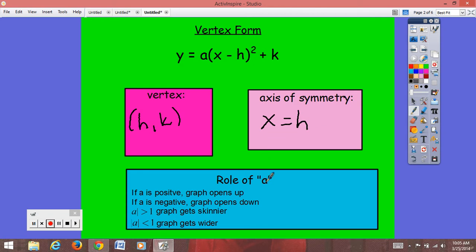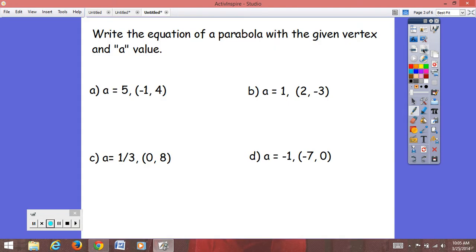Now if we look at the role of a, it's been the same way in the other two. If a is positive, our graph opens up. If a is negative, our graph opens down. And if the absolute value of a is greater than 1, our graph gets skinnier. And if the absolute value is less than 1, the graph gets wider. So the same as we've seen a few times now. So we're going to have some practice writing the equation of our parabolas given our vertex and our a value.